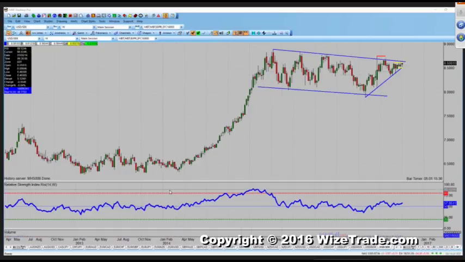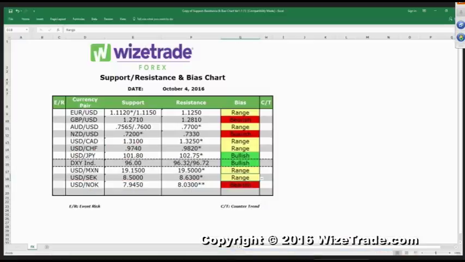Okay, your bias chart's done. Finished. Look at gold. Holy crap.